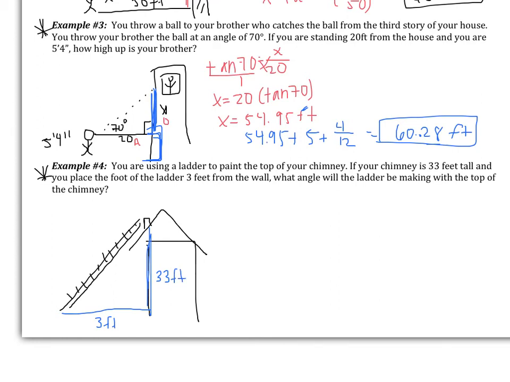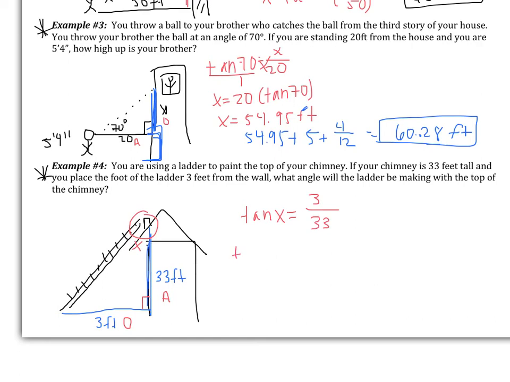Here's the difficult part. What angle will the ladder be making with the top of the chimney? The top of the chimney is up here. This is the angle that I'm looking for. You may have mislabeled the angle, in which case you would have done the problem wrong. Because I have two sides and no angle, I'm going to be using inverse trig. Now, 3 feet is the opposite side, 33 is the adjacent side, so I'm going to be using tangent. I have the tangent of x equals opposite, which is 3, over adjacent, which is 33.